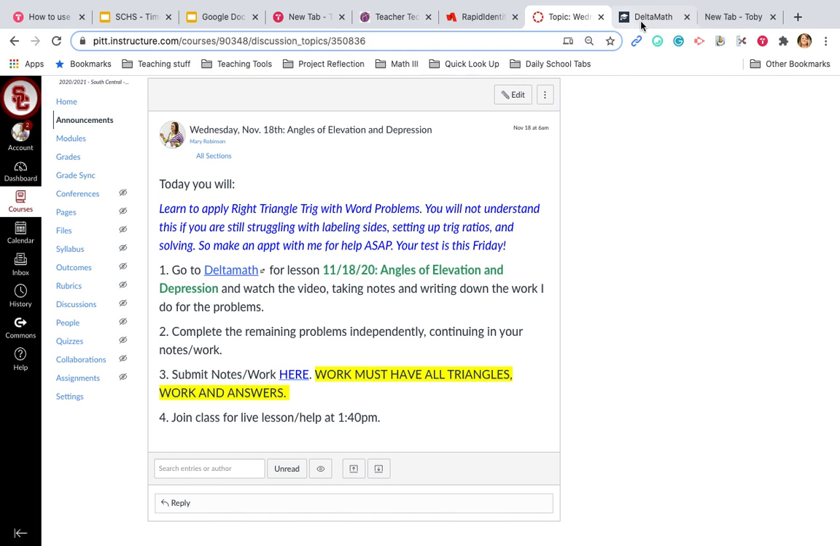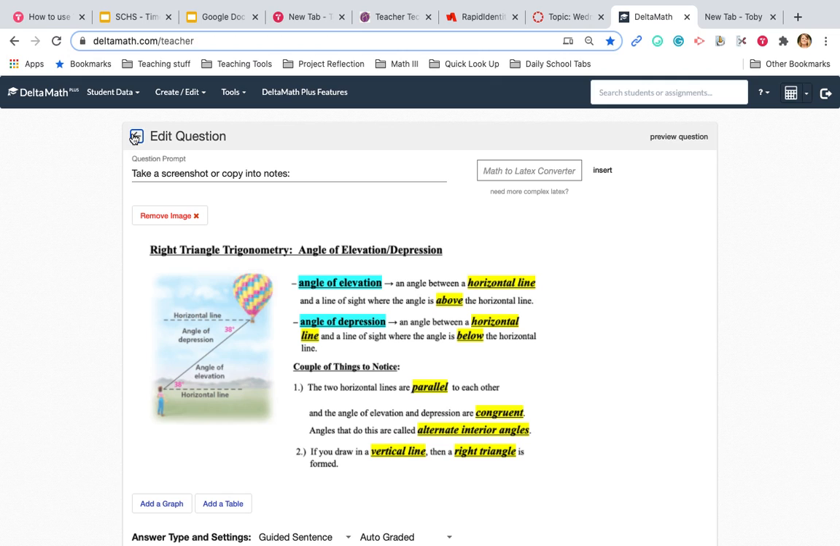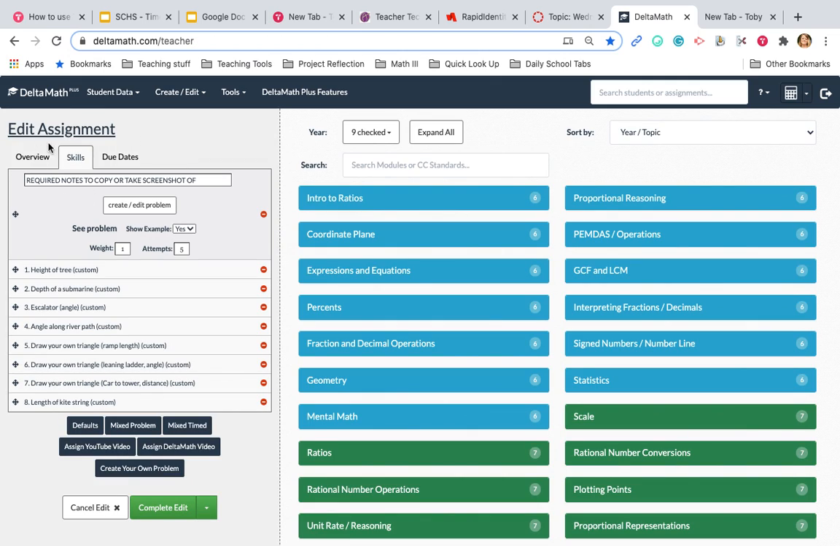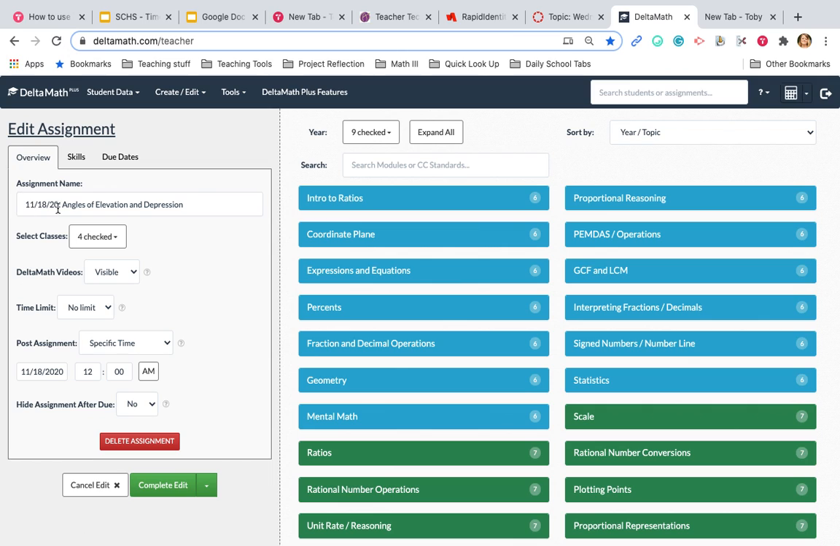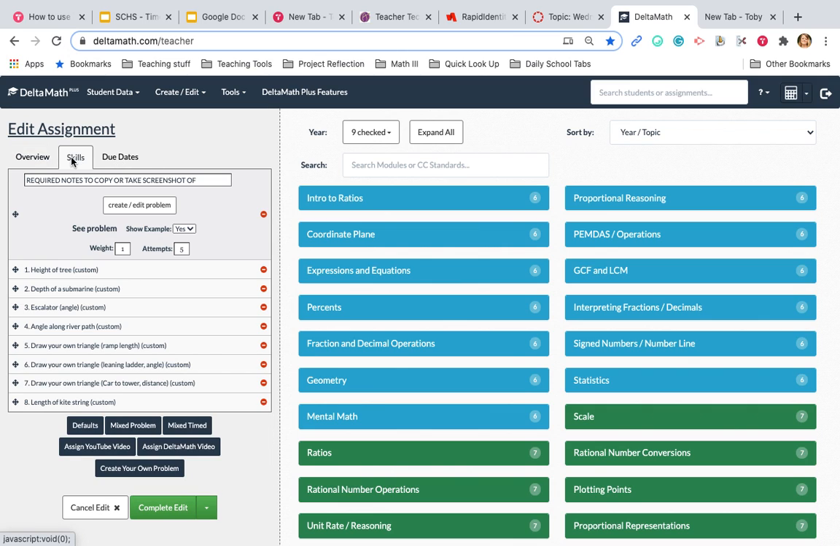So I'm going to go ahead and transition over here to your Delta Math assignment. If you look up here on your assignment for today, on 1118 Angles of Elevation and Depression, you are required to take these notes. You're welcome to take a screenshot, but you must include them in your notes. I highly recommend that you write them down. I am finding that students who don't write things down, when I ask them questions, they don't know, because part of the learning process is to write things down and commit it to memory. Some people are very visual and can do it that way. Other people need to write it down. So I encourage you to write it down.